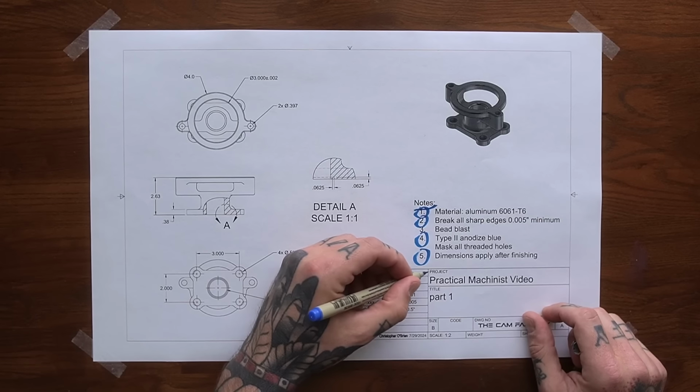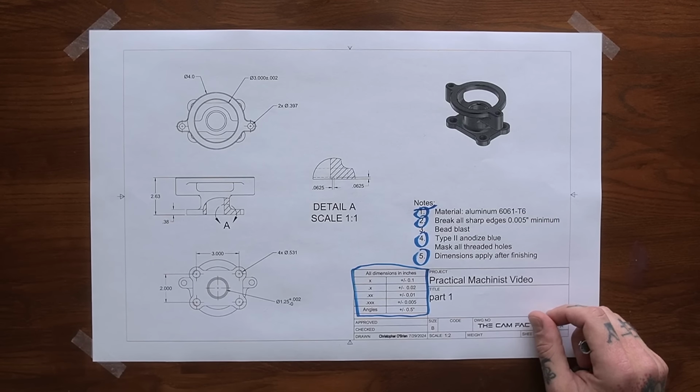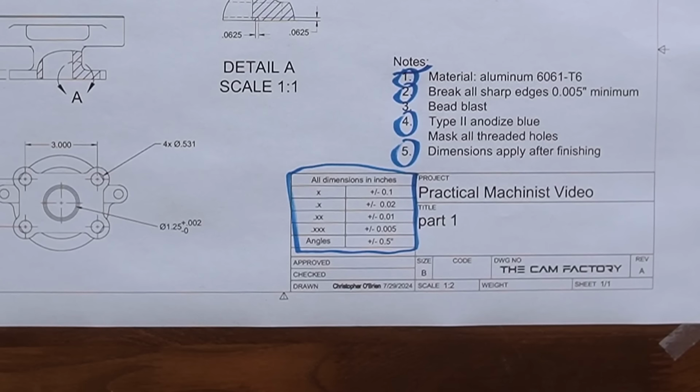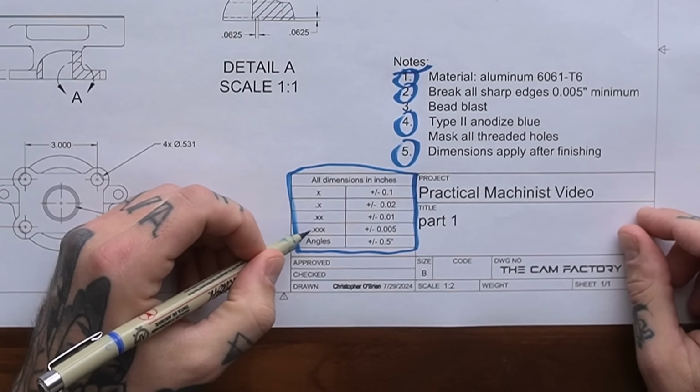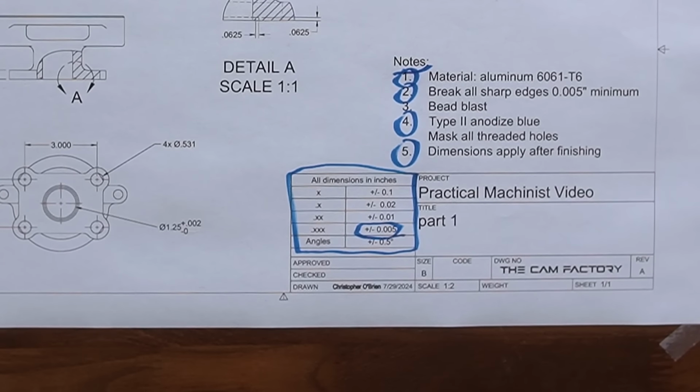The next stop is the tolerance block. This will show us the default tolerances that will be applied to any dimension that doesn't have a specific callout. In this case, the default is plus or minus 5 thou for 3 decimal places, which is pretty standard. Now that we have some of that basic information out of the way, let's take a look at the geometry.